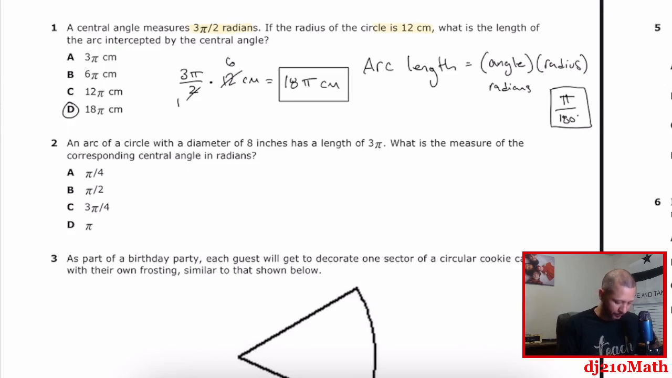Number 2, an arc of a circle with diameter 8 inches. So from the diameter, we're going to be able to get the radius, right? Radius is half the diameter. Has a length of 3 pi. So here's where you really have to pay attention to what it's saying. It's saying that an arc has a length. So the arc length is 3 pi.